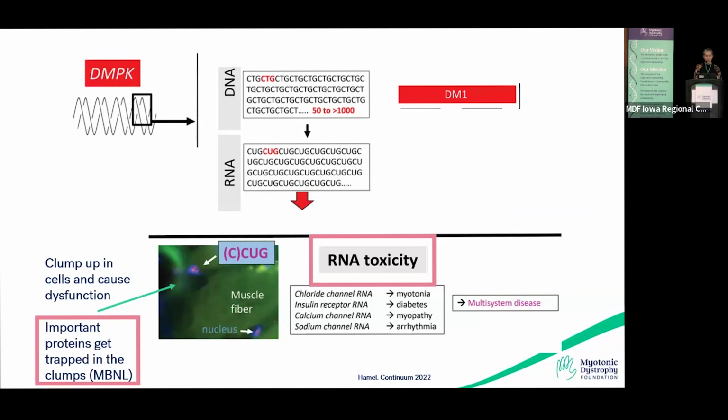Also, what's happening is that this RNA that's doing what it shouldn't be doing is clumping up in the cells. And these clumps, instead of helping out with our regular functions, cause dysfunction within the cell. Also, important proteins get trapped in these clumps, and those proteins can't do the things that they need to do. One example is muscle-blind-like protein, which is something you might hear about when we think about potential medications that can help this process. So remember this slide because this is going to come up again.